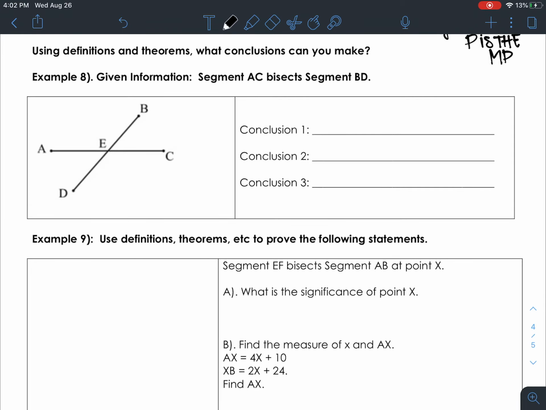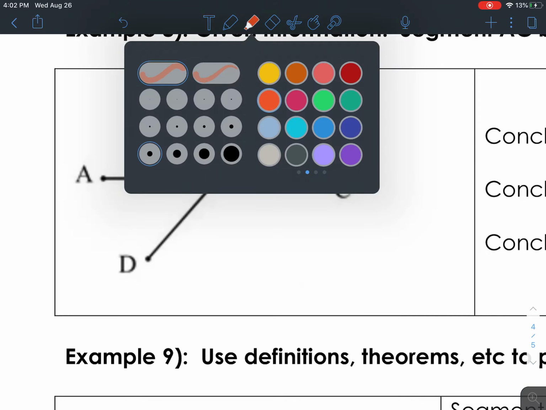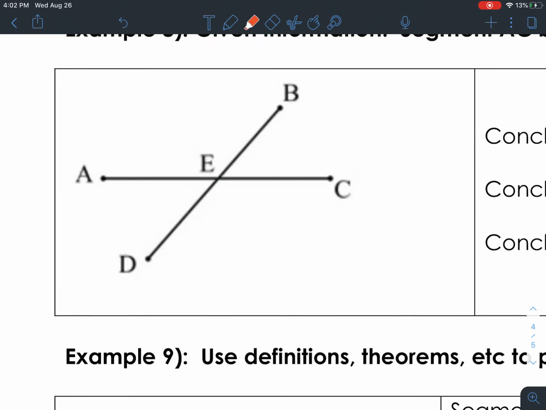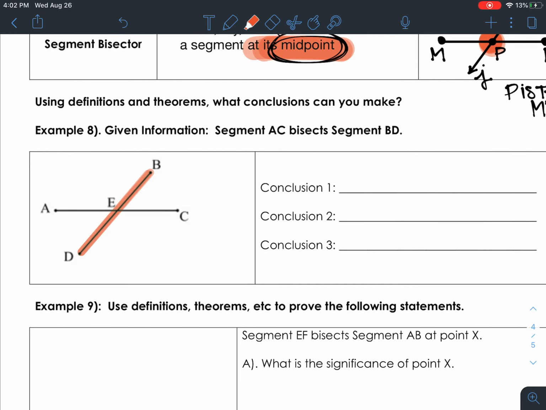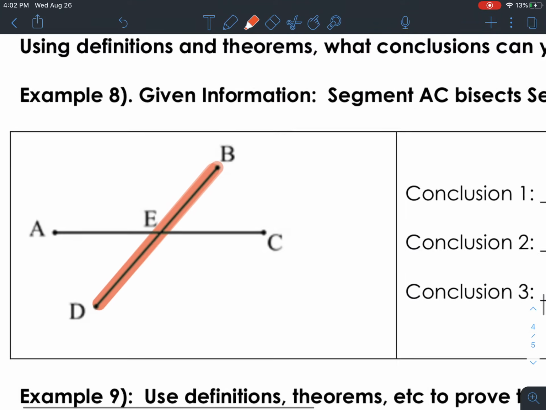All right, so example 8 says, given information, segment AC bisects segment BD. All right, so segment AC is bisecting BD. So the question is which segment is being bisected? AC is doing the bisecting of BD. So that means BD is being bisected, okay? So if we go back to that definition, a line, ray, or segment that intersects a segment at its midpoint, we're going to draw 3 conclusions, all right? But they have to go in order, okay?